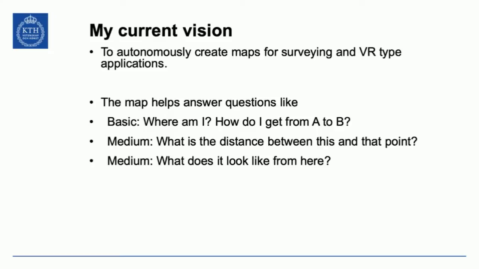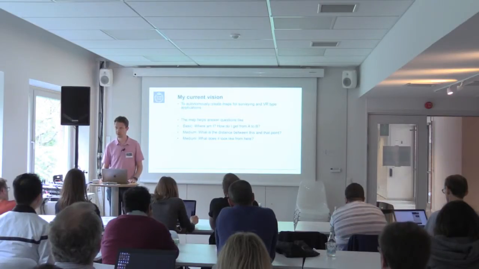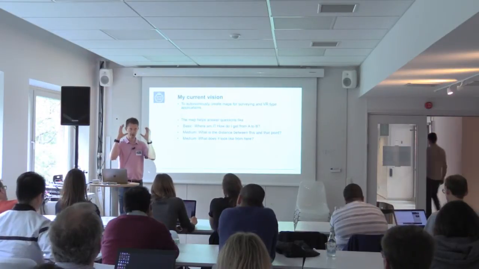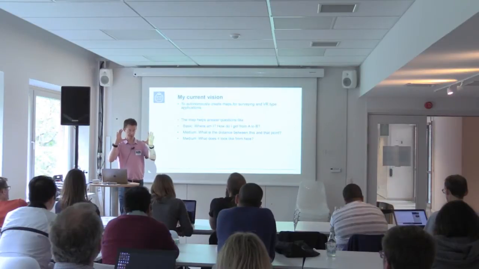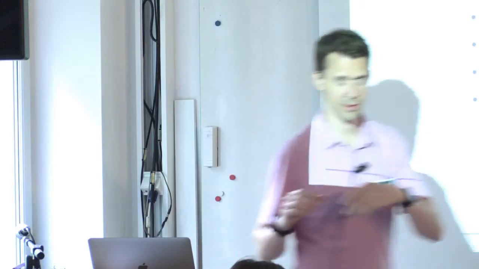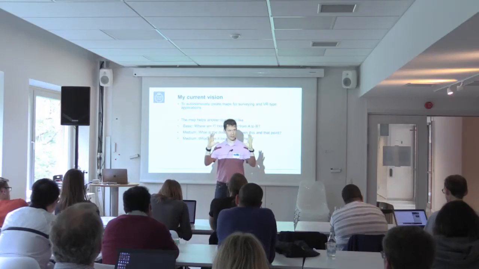I also would like to be able to say something about what it looks like from a certain position if I look into the map. That's easy to do if I have actually been there and acquired an image from that viewpoint. If I take an image here and someone asks me what it looks like from exactly this position, it's an easy question to answer. But what happens if I move over here and I want to deliver an image? It's not as simple.